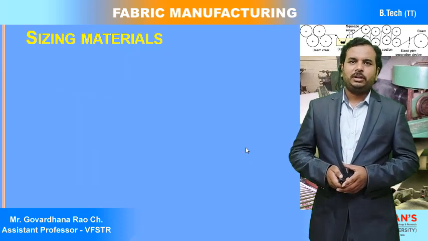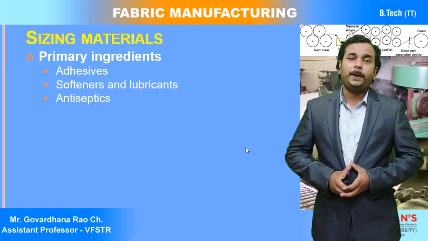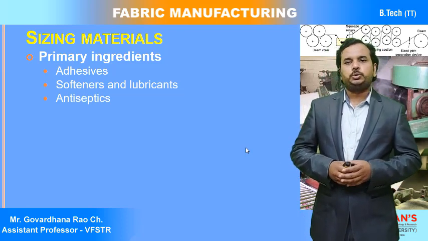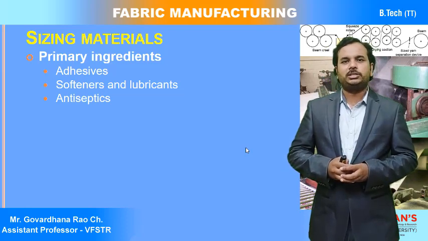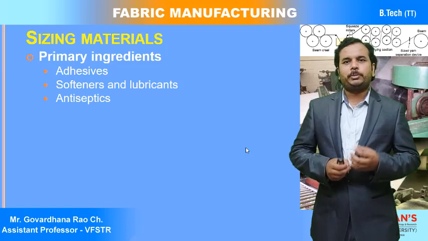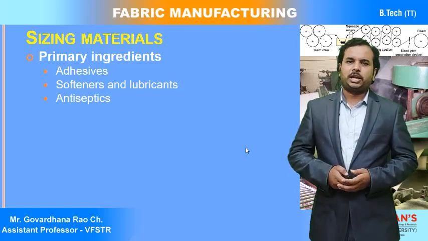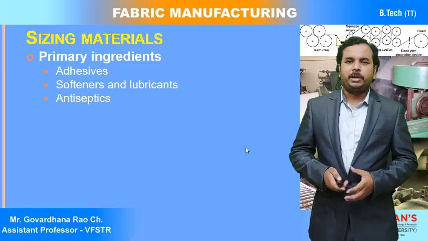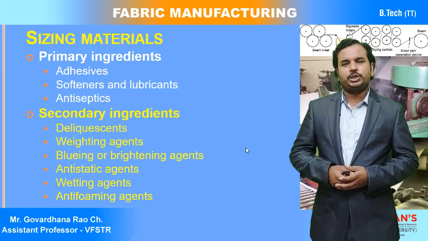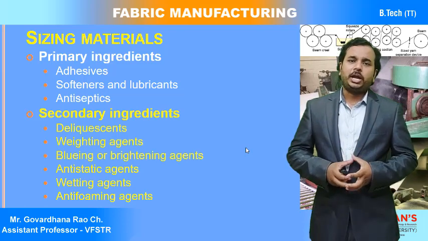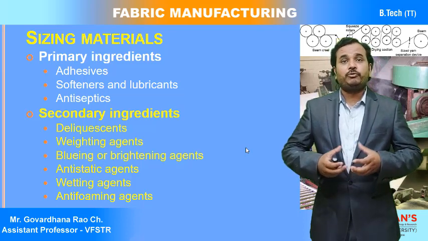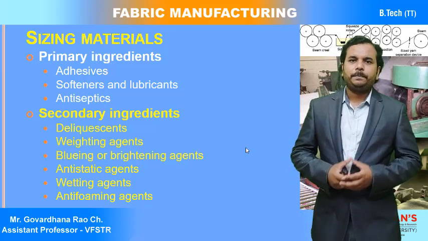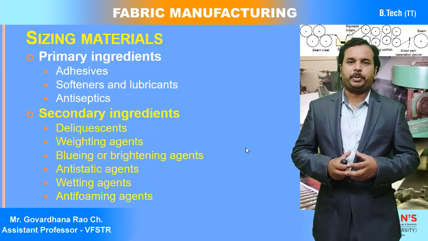And we have seen in the last session what sizing materials we use in sizing to prepare the size paste. These size ingredients are classified into two categories: primary ingredients and secondary ingredients. In the primary ingredients, as we already discussed, the adhesives, softeners and lubricants, and antiseptics. Under the secondary ingredients we have deliquescents, weighing agents, bluing and brightening agents, antistatic agents, antifoaming agents, and wetting agents. All these come under the category of secondary ingredients used in the size paste preparation process.